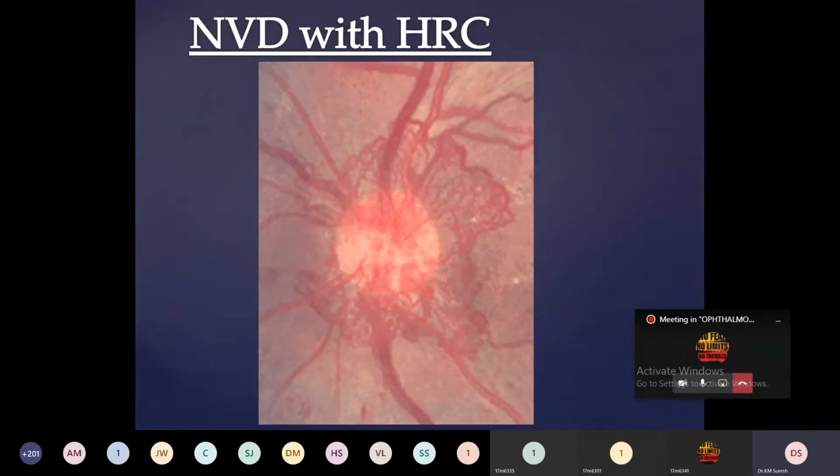So this is NVD with HRC. I am calling it HRC because it is occupying a space which is more than 3/4 of the disc diameter. Almost 90% of the disc diameter is being occupied by the new vessels, which are fragile fronds, which you are seeing around the optic disc.